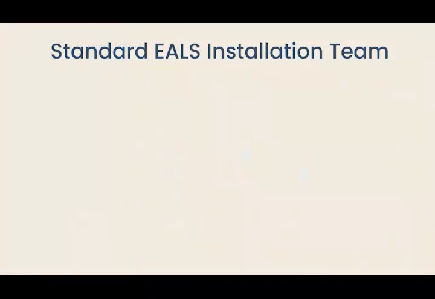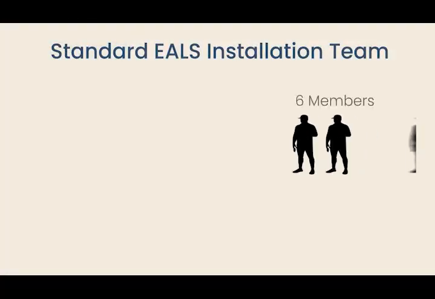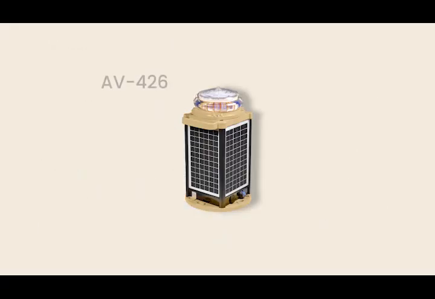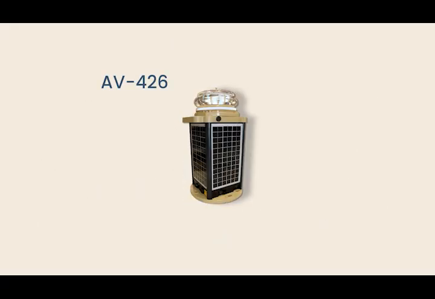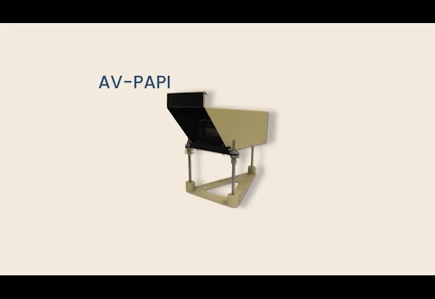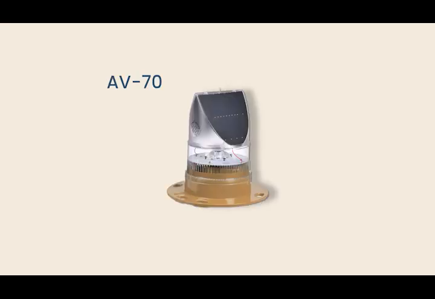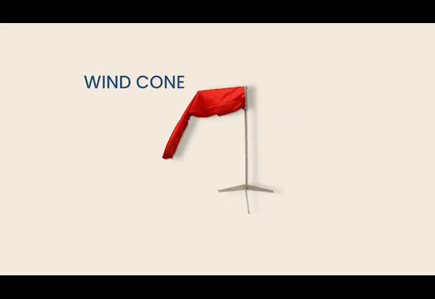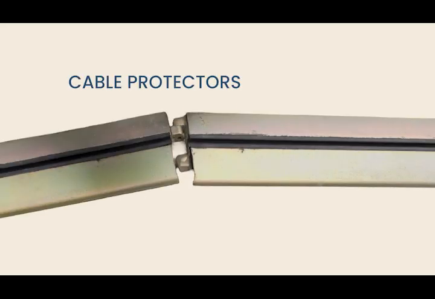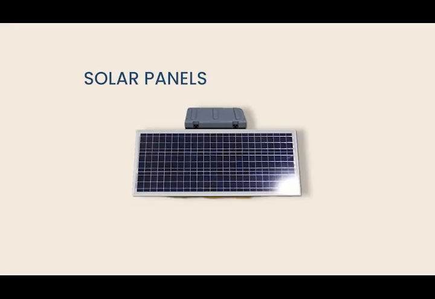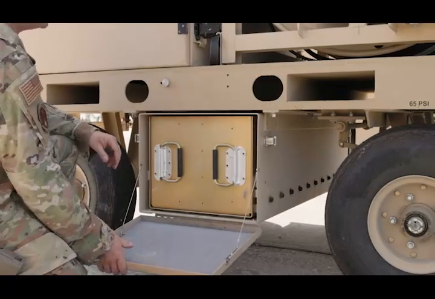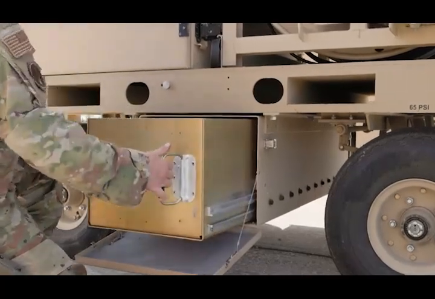A standard EALS-C installation team consists of 6 members and 2 general-purpose vehicles. The system includes a comprehensive set of components: edge and runway lights, threshold and end lights, approach lighting, PAPI units, obstruction lights, distance remaining markers, sign lights, wind cones, taxiway lights, cable protectors, and solar panels. Each component comes with a spare, stored in the trailers, ensuring redundancy and reliability during operations.